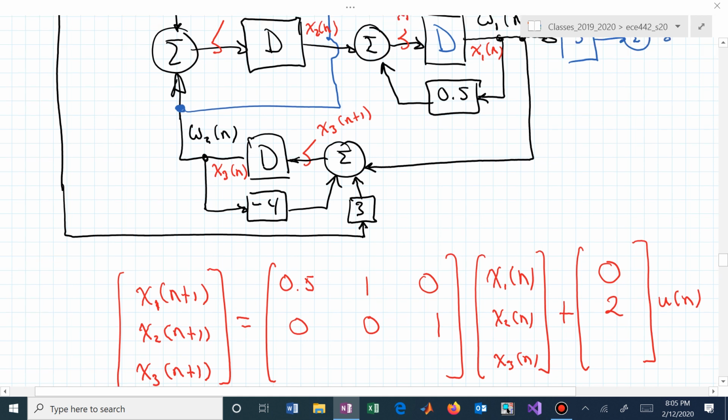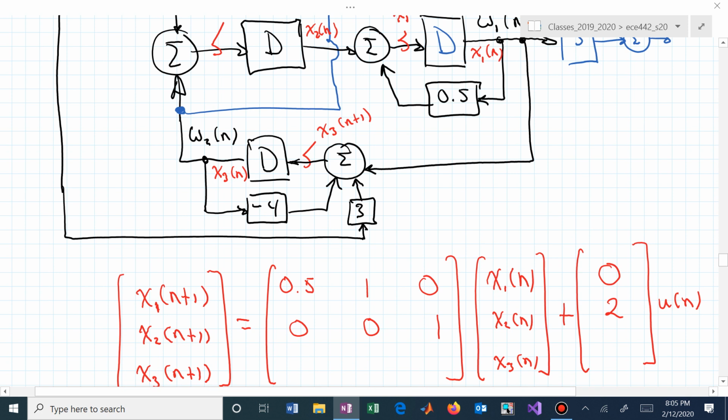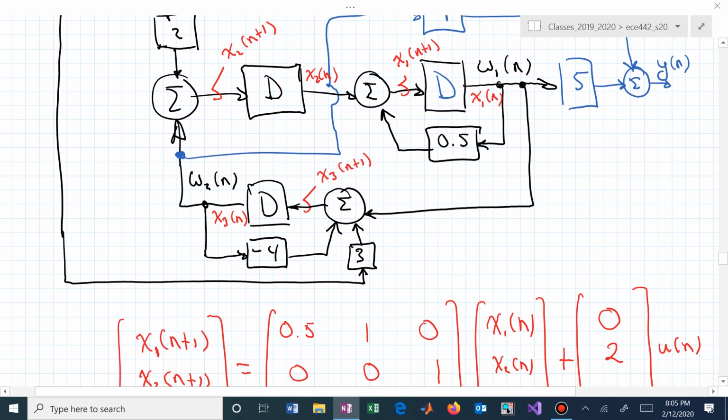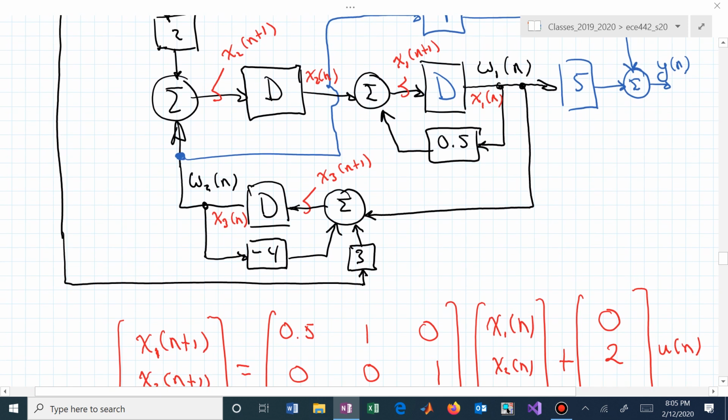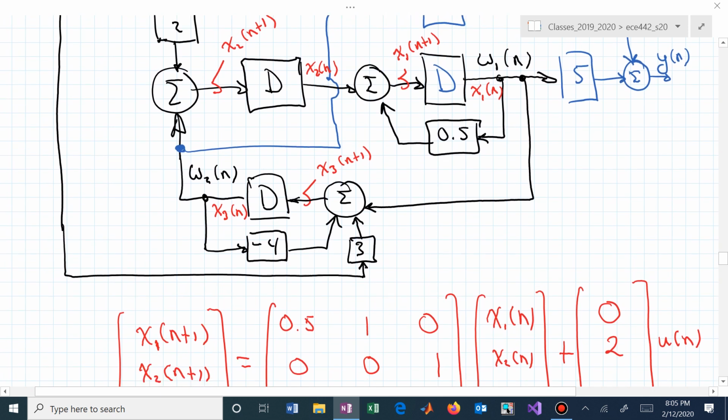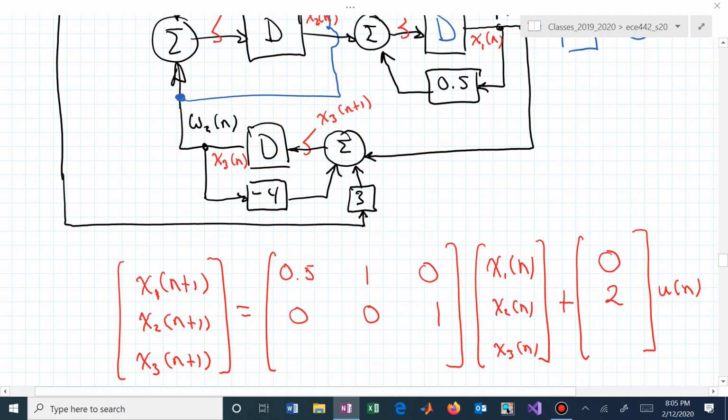What's x sub 3 of n plus 1? A negative 1, I don't see a negative 1. It's just x1, isn't it? Without a minus, just a x sub 1. And then a minus 4x3. No x sub 2, was there? And then a 3, scaling the input.